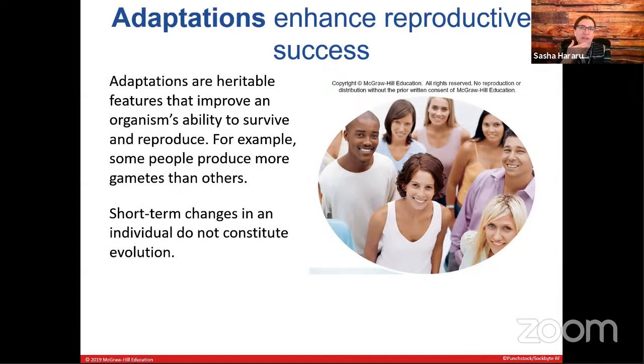So reproductive success is enhanced by adaptations, and adaptations are heritable features that improve an organism's ability to survive and reproduce. For example, some people produce more gametes than others, and that is an adaptive feature that helps people to reproduce and pass on their heritable traits to the next generation. Short-term changes in an individual do not constitute evolution, though. Evolution occurs over generations in a population.